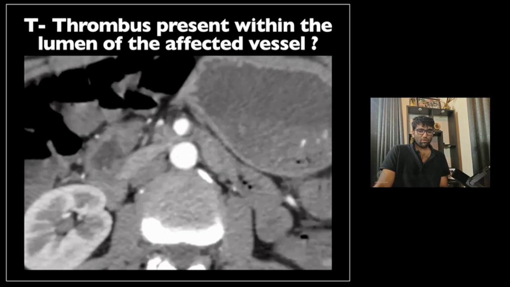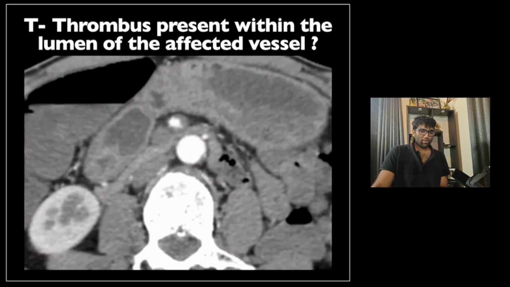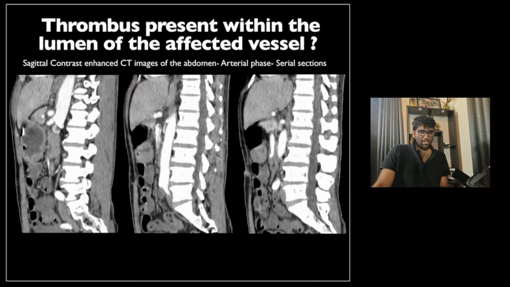As the dissection flap goes down, you can see that the lumen is lost and there is a thrombus within the lumen of the superior mesenteric artery most distally. In sagittal sections of the same patient, you can identify the thrombus. So I've identified the contrast opacified parts of the aorta and the superior mesenteric artery and celiac arteries.